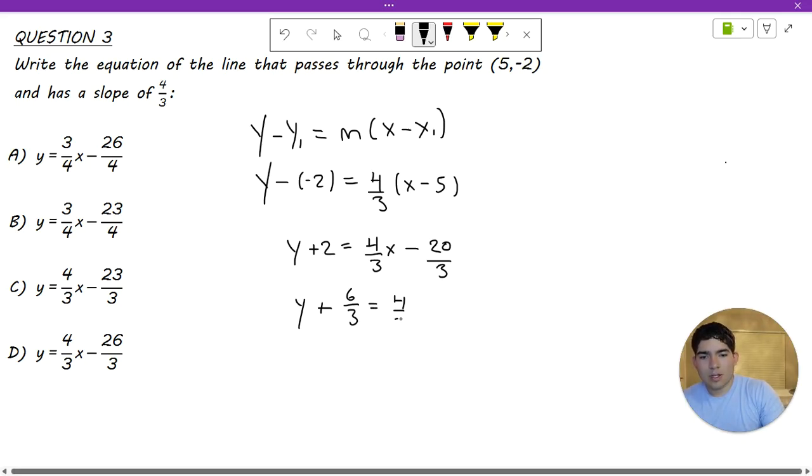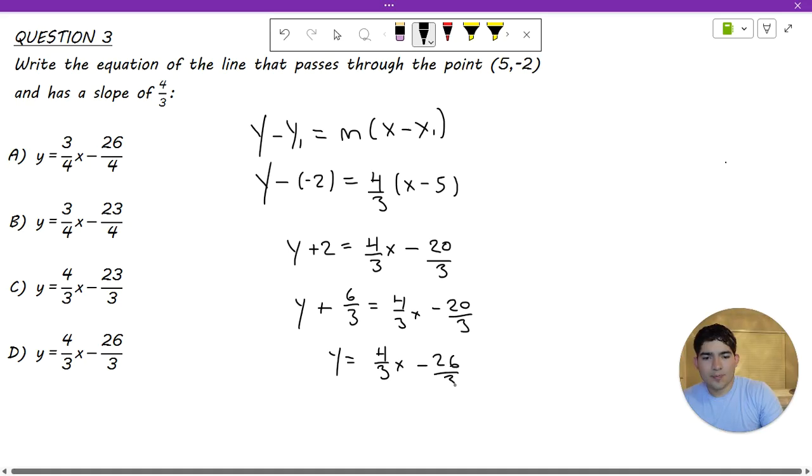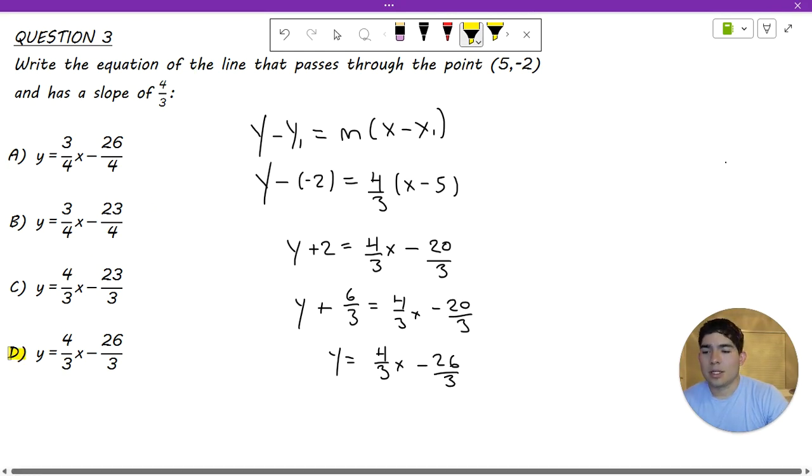Because 6 divided by 3 equals 2. So that helps us when we do the last step for the simplification, because now we just need to subtract the 6 over 3 from both sides, and then we're going to end up with y equals 4/3 x minus 26 over 3, and that's going to be our answer. So if we look at the multiple choice for this one, the answer is going to be D.